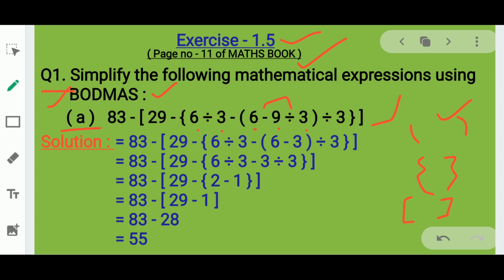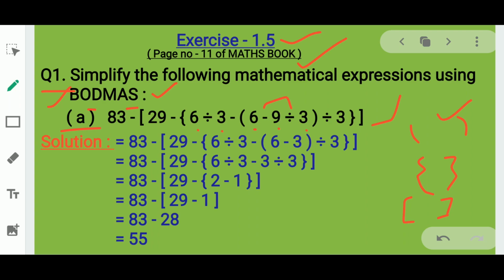हम BODMAS रूल को ब्रैकेट के अंदर भी यूज़ करेंगे, फॉलो करेंगे. Here we have a division sign and a subtraction sign, and we can see D comes first before S, meaning subtraction. Division always comes before subtraction. Then we have to divide first, then we subtract.